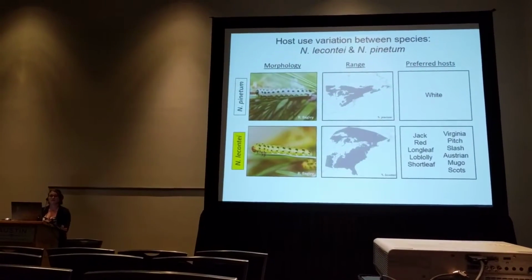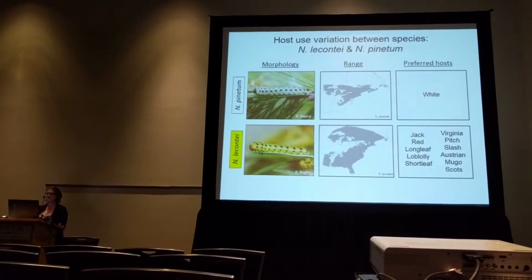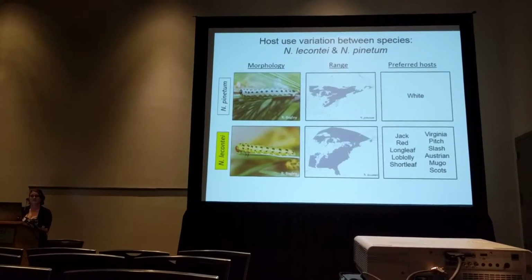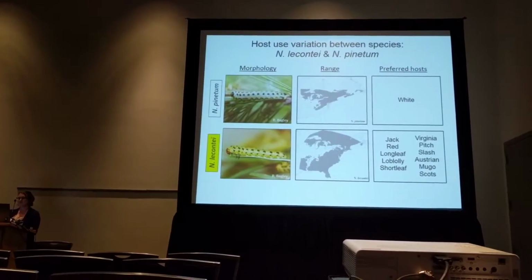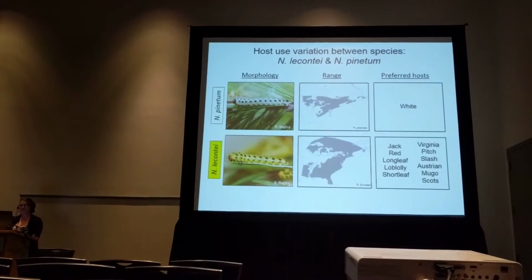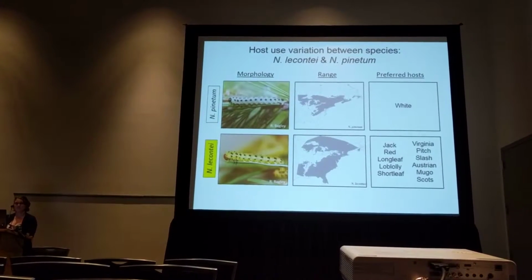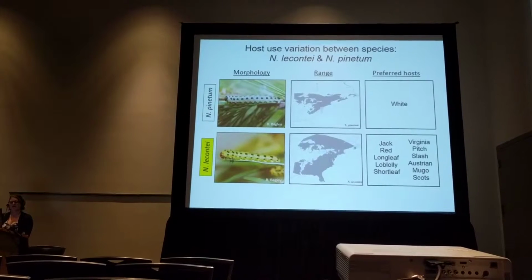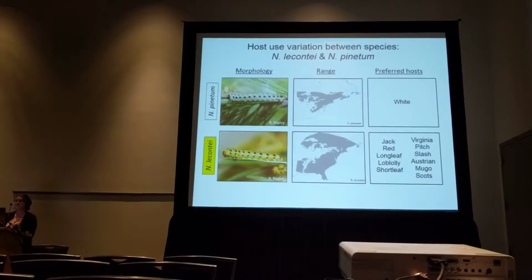And specifically, I was using two sister species that vary in their host use, Neodiprion pinetum and Neodiprion lecontei. Pinetum is a white pine specialist, whereas, as you've just heard, lecontei is more of a generalist that uses a wide range of hosts. However, it does not use white pine. And we think that adaptation to white pine is what actually drove these two species apart.